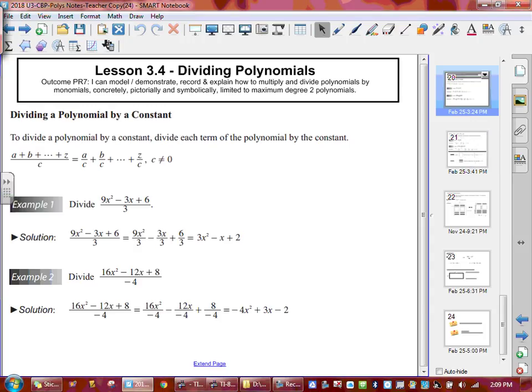Lesson 3.4, dividing polynomials. When we are dividing by a constant, all we're doing is taking the coefficients and constants and dividing them by that digit. For example, they're showing you this one right here. We've got a trinomial on top, and on the bottom we have a constant, the number 3.